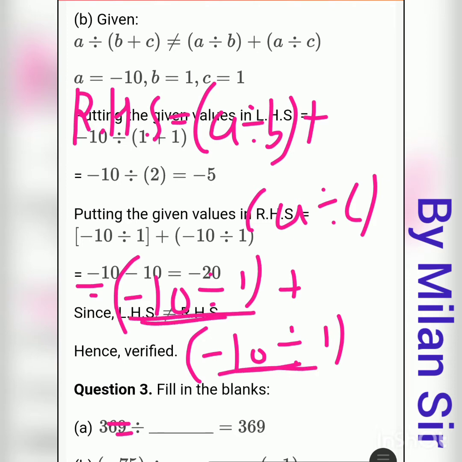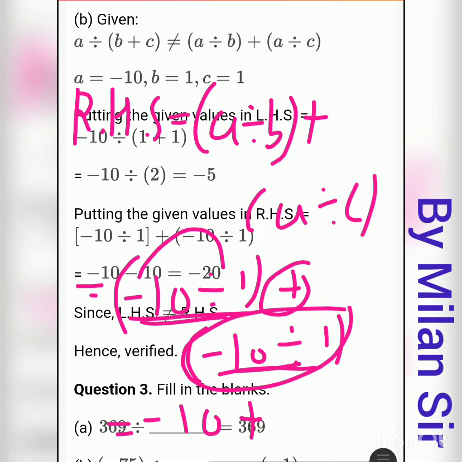Right, first of all we need to solve these two brackets. So minus 10 divided by 1. So 10 divided by 1 is 10 only, and plus minus minus. After that we have a positive sign here. Again the same bracket is there. So minus 10 divided by 1 is minus 10. Okay, 10 divided by 1 is 10, plus minus minus.